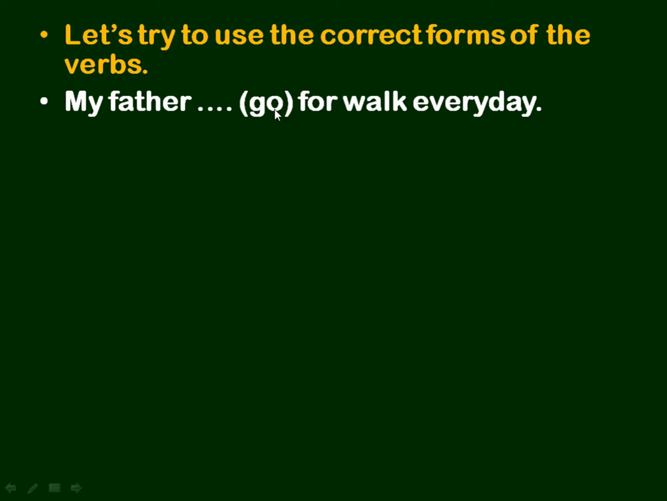ಇದಾದ್ಮೇಲೆ ವರ್ಬ್ ಅನ್ನು ನೋಡಿದ್ದು, ವರ್ಬ್ ಯಾವುದು? ಗೋ. ಇದು ಪ್ರೆಸೆಂಟ್ ಫಾರ್ಮ್ ಇದೆ. ಈಗ ಇದನ್ನು ಯಾವ ಫಾರ್ಮ್ ಬಳಸಬೇಕು? Now we have to decide in which form we have to use it. For that we need to look for time related words here. Every day, frequency, we are using the word frequency here. So frequency means this is regularly happening, and we can call it habitual action of father. So we can use simple present. My father goes for walk every day.